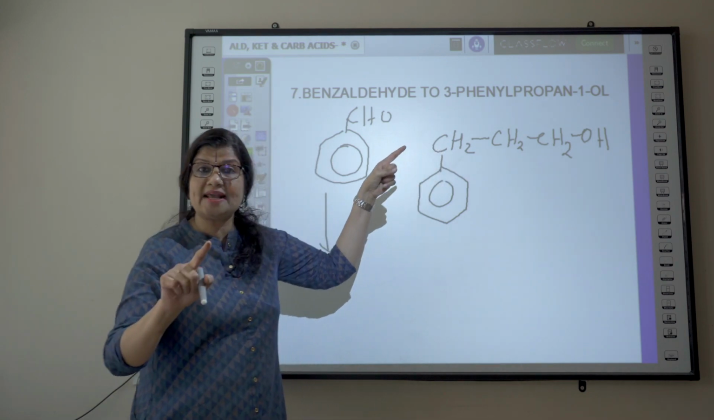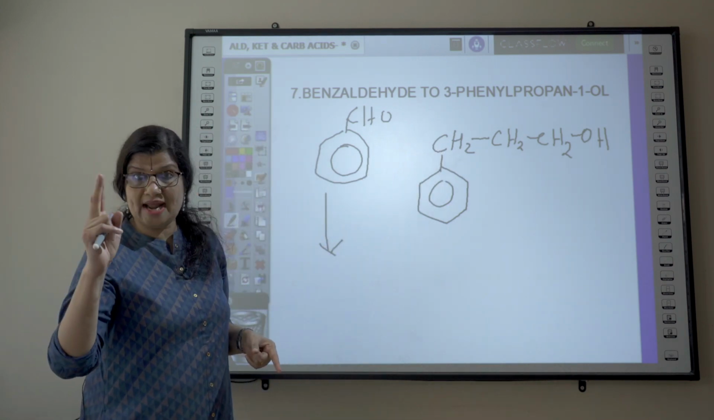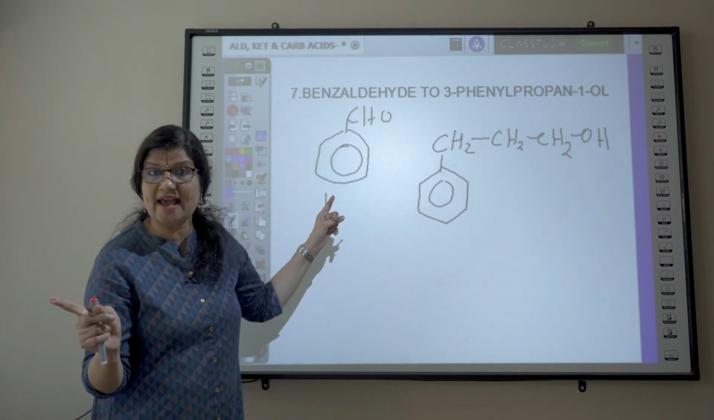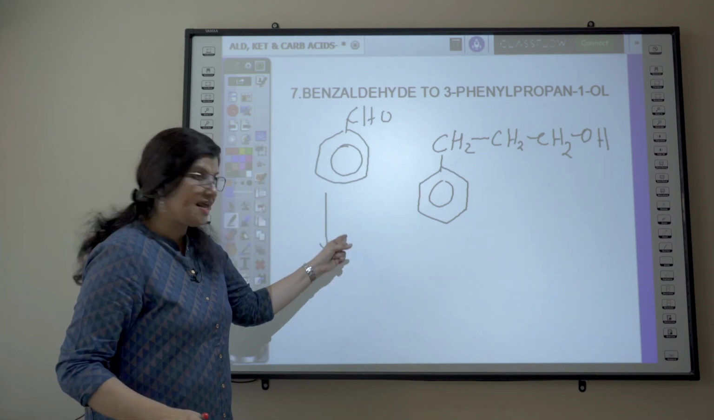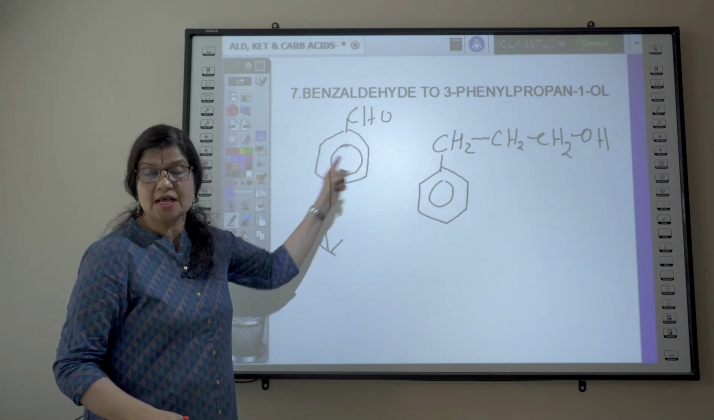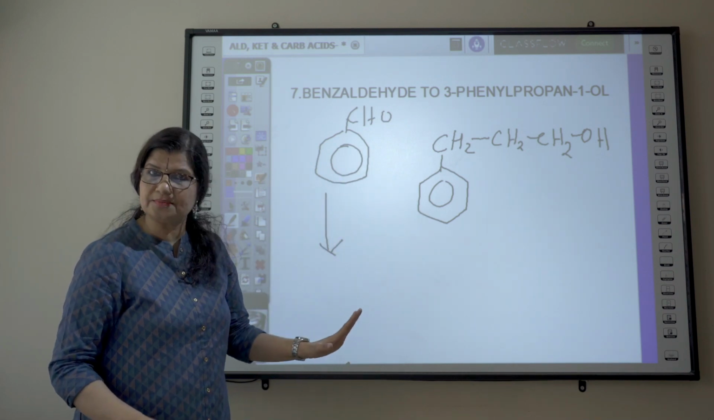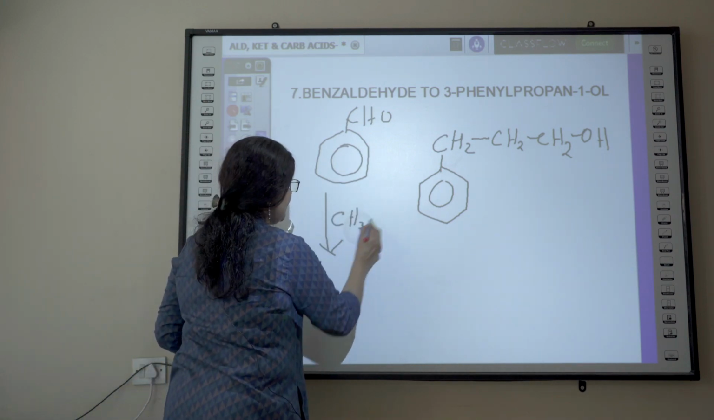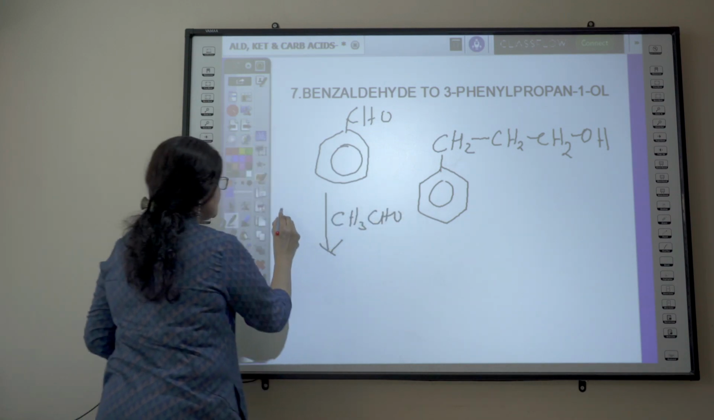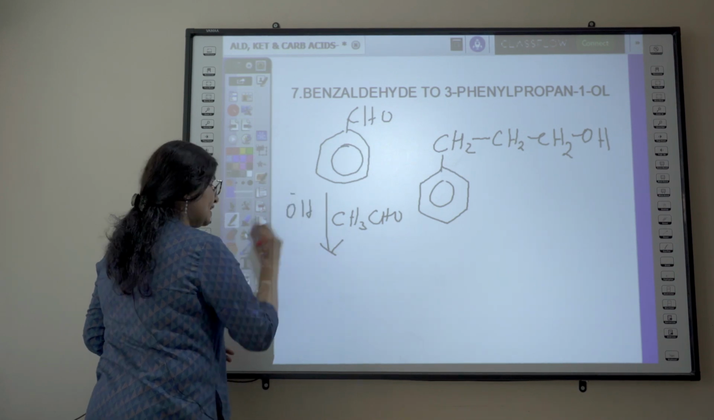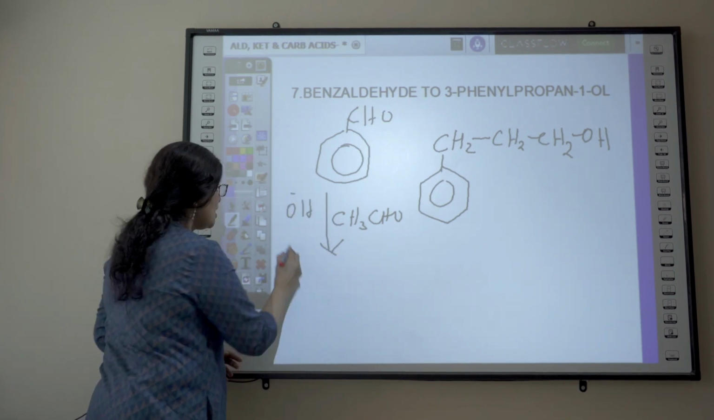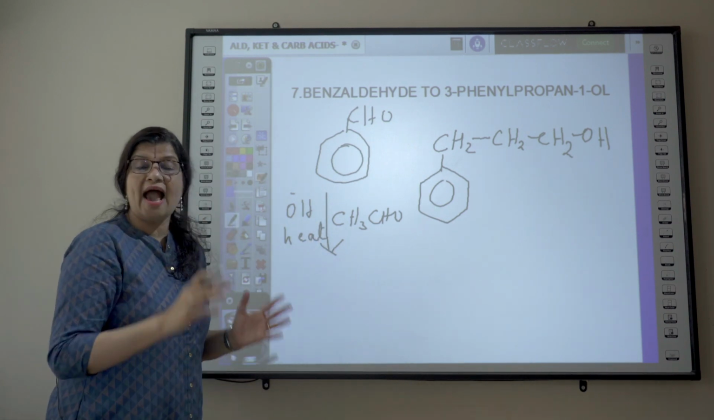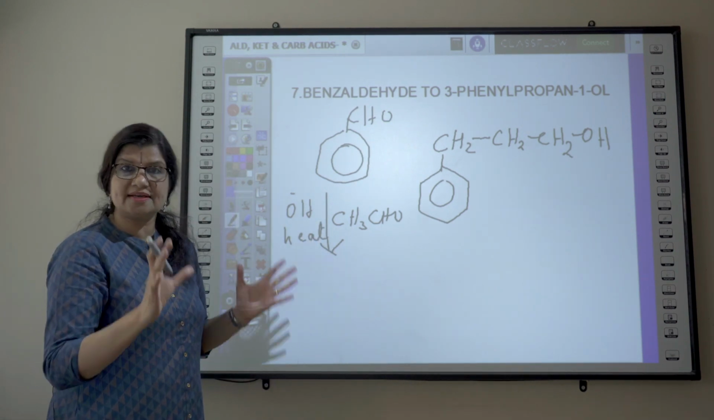So, think about an aldehyde with 2 carbon atoms. One more point to be kept in mind, benzaldehyde does not have an alpha hydrogen atom. So, the aldehyde which has to condense with this should contain an alpha hydrogen atom, and we need 2 carbon atoms. So, the obvious choice is ethanal in the presence of an alkali, and then we first get the aldol, which on heating you will get the corresponding alpha beta unsaturated aldehyde.